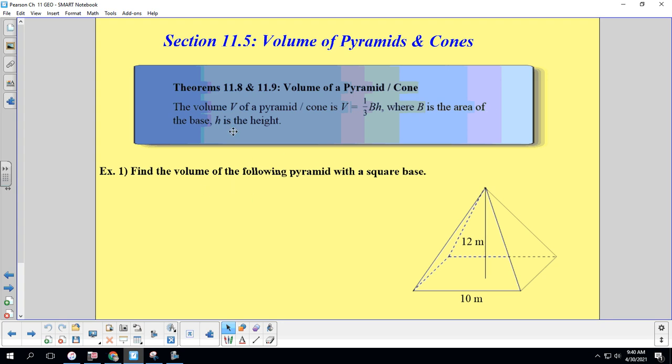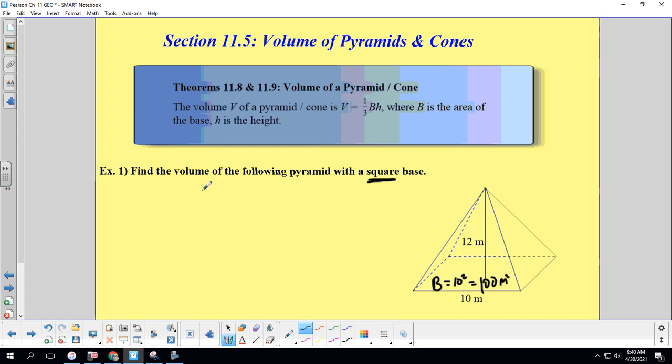So let's go ahead and dive into this volume formula. We have a pyramid with a square base. How do you find the area of a square? Well, you square it, like do what the math is telling you to do. So we're going to find the big B, we're going to go 10 squared, which is 100.